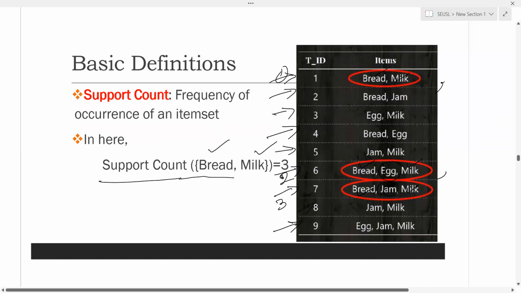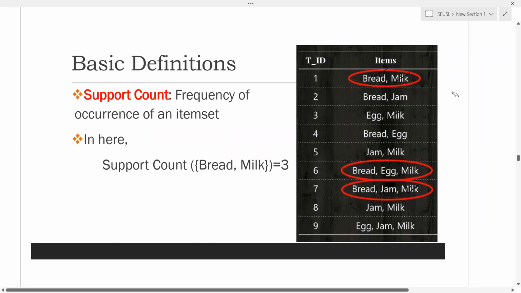Someone tell me how many? How many? Hello, how many? Someone tell me. Are you in the session or not? The count is 3. 3.